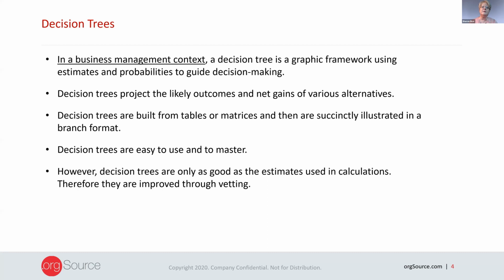So when we talk about decision trees in a business context, what we're really talking about is a graphic framework where we still use math, we still use estimates and probabilities, but hopefully this structured thinking will guide us to making the best possible decision. Decision trees also predict likely outcomes and net gains from various alternatives. One of the things that's key to a decision tree is that there have to be alternatives. You have to be deciding between alternatives.